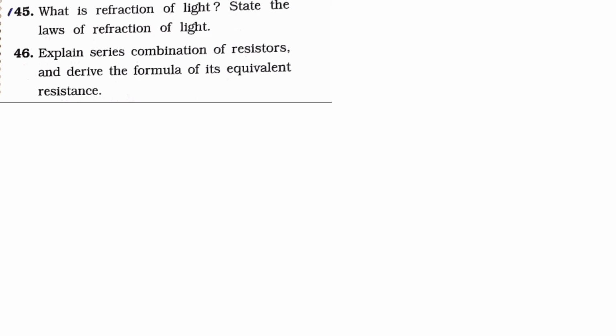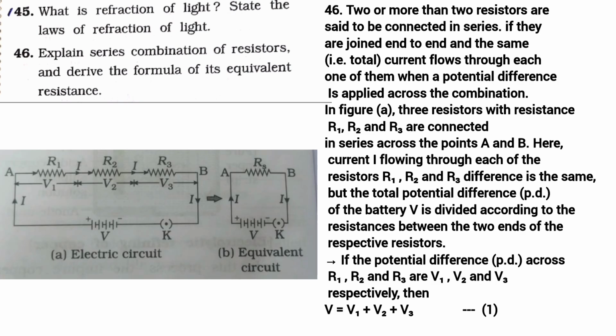Question number 46. Explain series combination of resistors and derive the formula of its equivalent resistance. Answer: two or more resistors are said to be connected in series if they are joined end to end and the same, that is total, current flows through each one of them when a potential difference is applied across the combination. The figure is given over here.